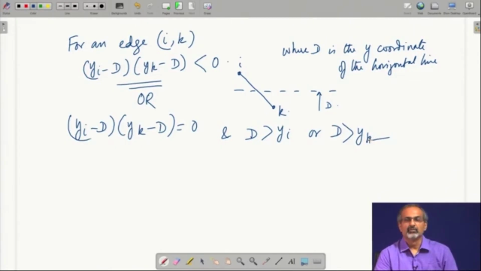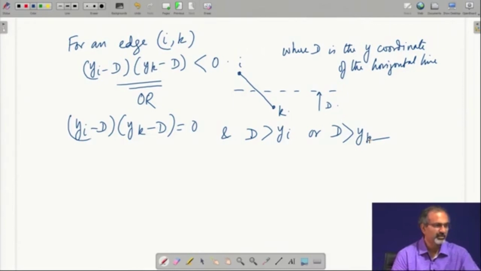So, if you are doing it through a computer program, then these logics have to be incorporated, so that you can actually find out whether these horizontal lines that you are creating are having intersection points on each one of these edges that you are searching through.